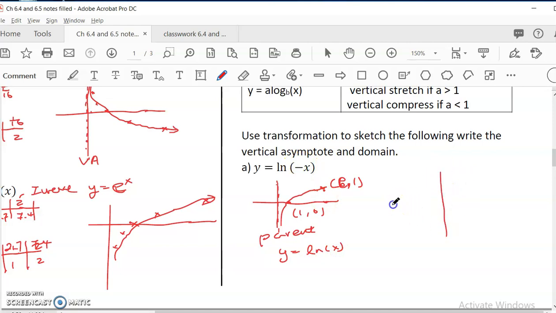So what we do is reflect every single point to this side, right? So instead of 1 comma 0, it will be negative 1 comma 0. Instead of e comma 1, it will be negative e comma 1. So that is ln of negative x.